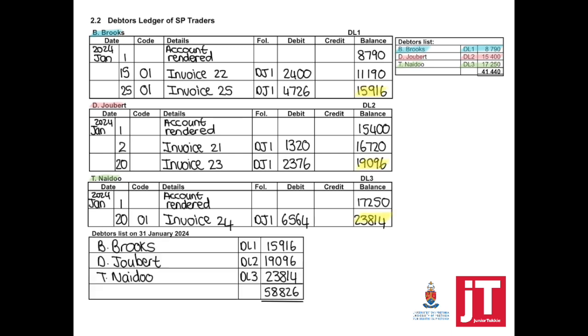Once we've completed all the transactions, we can take the balance, which is the end or the last figure, and we take it to the debtors list. Take note that we didn't even look at the cash receipts journal, because in this activity, the focus was only on cash sales and credit sales. So there was no data involved in the cash receipts journal where we needed to post that to the individual's account.